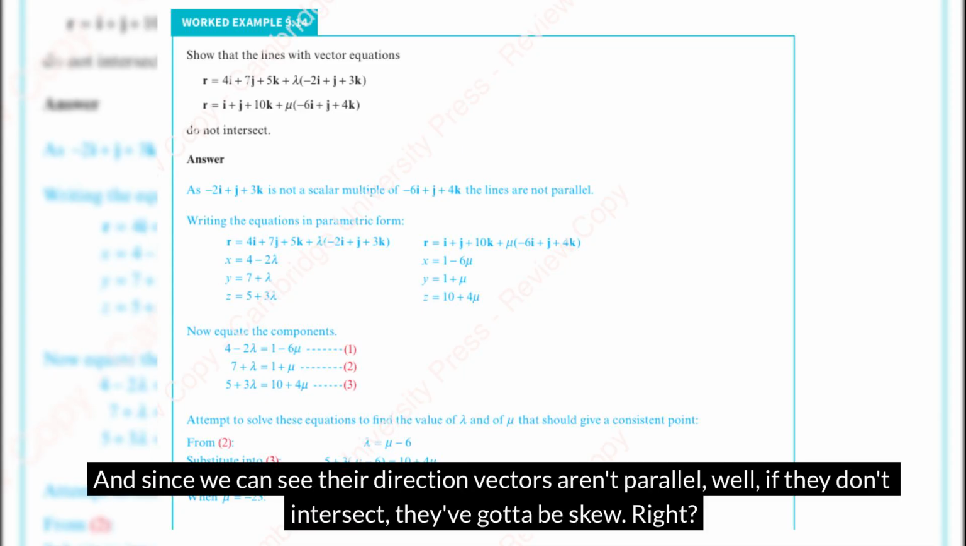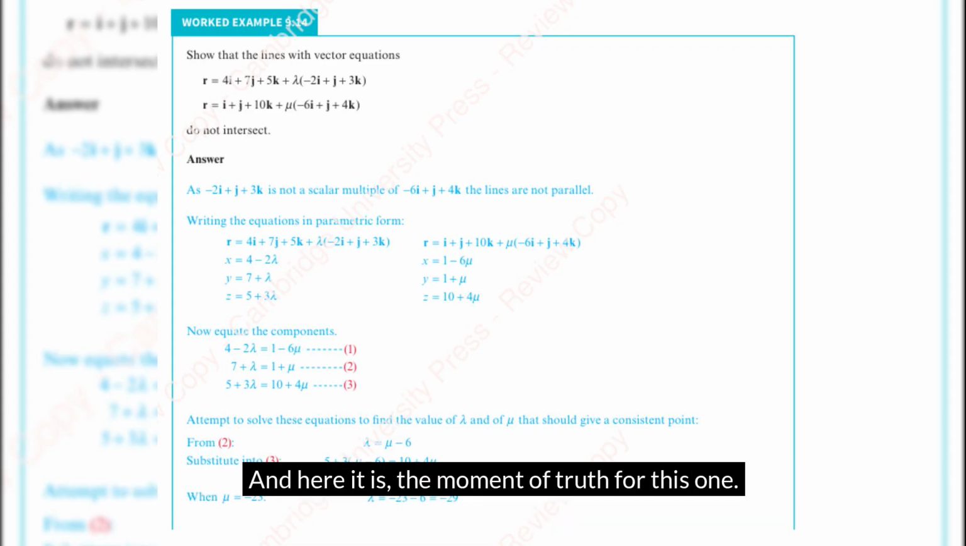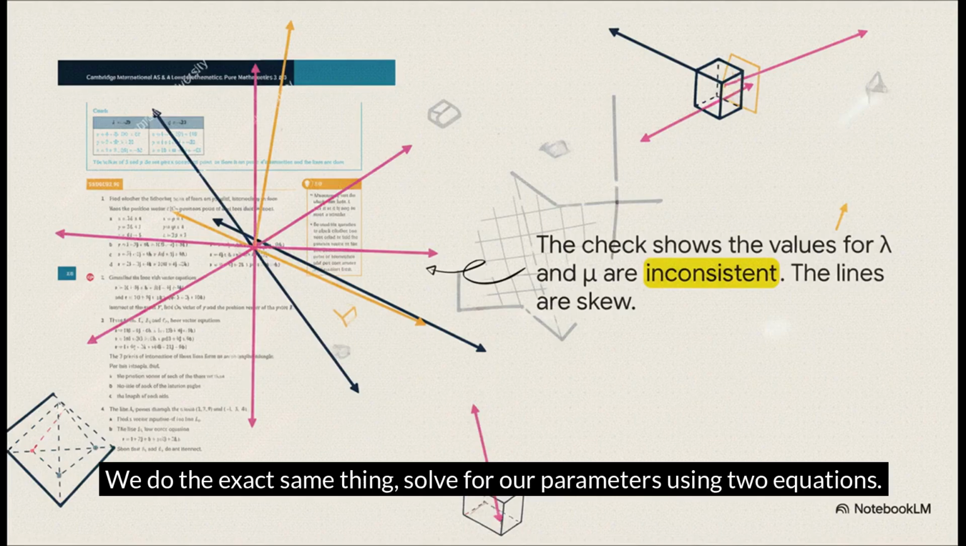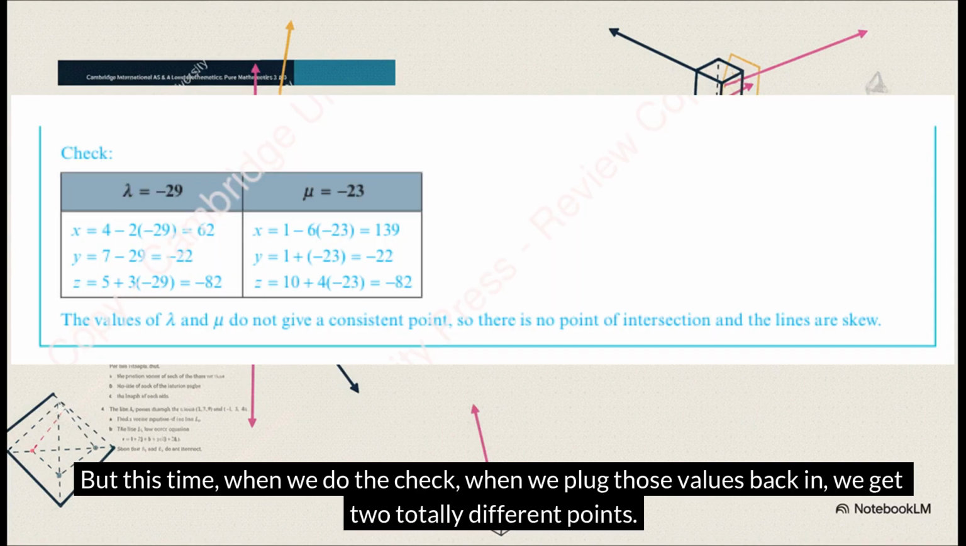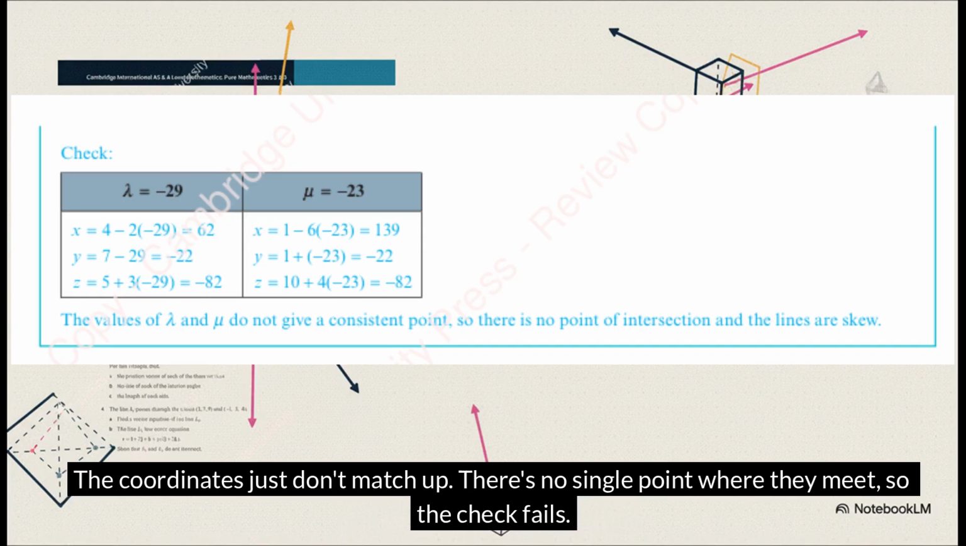And since we can see their direction vectors aren't parallel, well, if they don't intersect, they've got to be skew, right? And here it is, the moment of truth for this one. We do the exact same thing, solve for our parameters using two equations. But this time, when we do the check, when we plug those values back in, we get two totally different points. The coordinates just don't match up. There's no single point where they meet, so the check fails.